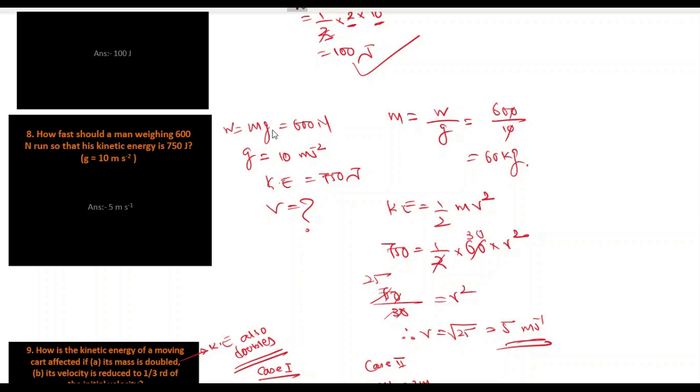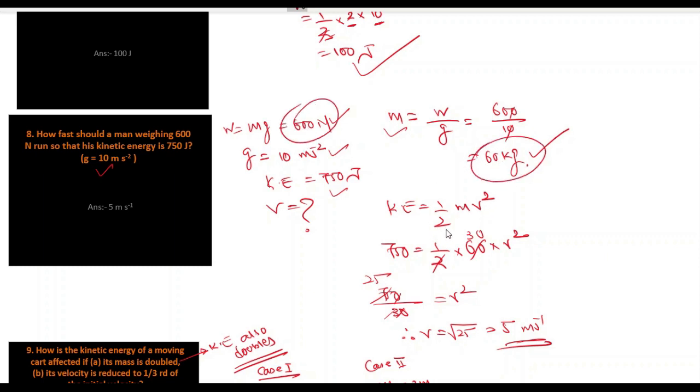Now the weight is m into g, which is 600 Newton. The value of g they have given here is 10, and kinetic energy is 750 joule. Now we know that weight is equal to mass into g, so mass is equal to W upon g, which is 60 kg. So from weight, we got the mass.